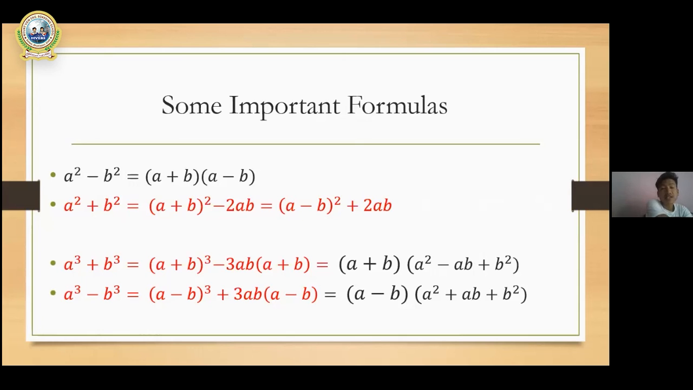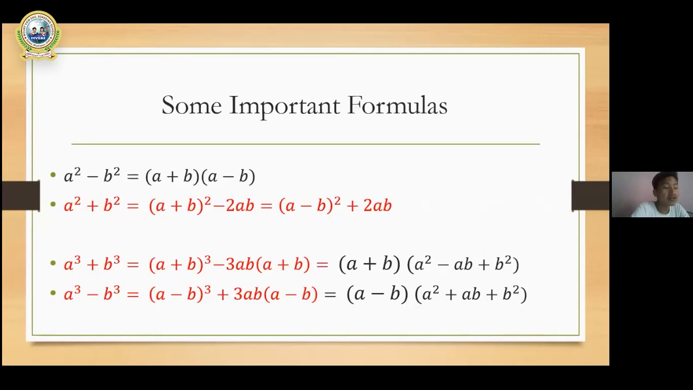So a squared minus b squared equals a plus b times a minus b. A squared plus b squared is equal to a plus b whole squared minus 2ab, or a minus b whole squared plus 2ab. And the blue line, even if you don't note it, is fine. So a cubed plus b cubed gives us a plus b whole cubed minus 3ab times a plus b. And a cubed minus b cubed gives us a minus b whole cubed plus 3ab times a minus b.